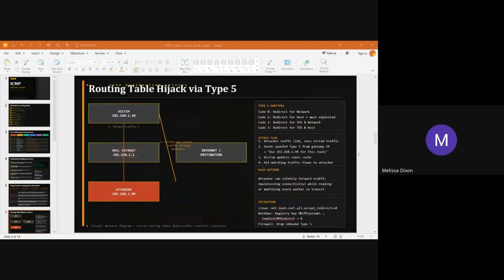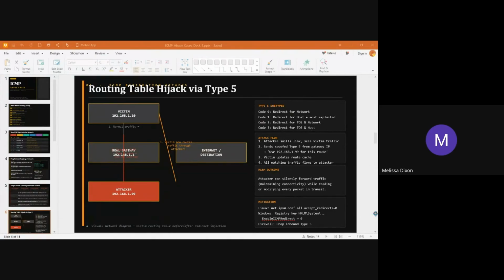Okay, and then we have the ICMP redirection attacks. This is MITRE ATT&CK T1557, which is adversary-in-the-middle. This attack is actually kind of elegant because it abuses a legitimate network management feature. Type 5 redirect was designed to let routers optimize routing, and the attacker just basically sends one themselves.